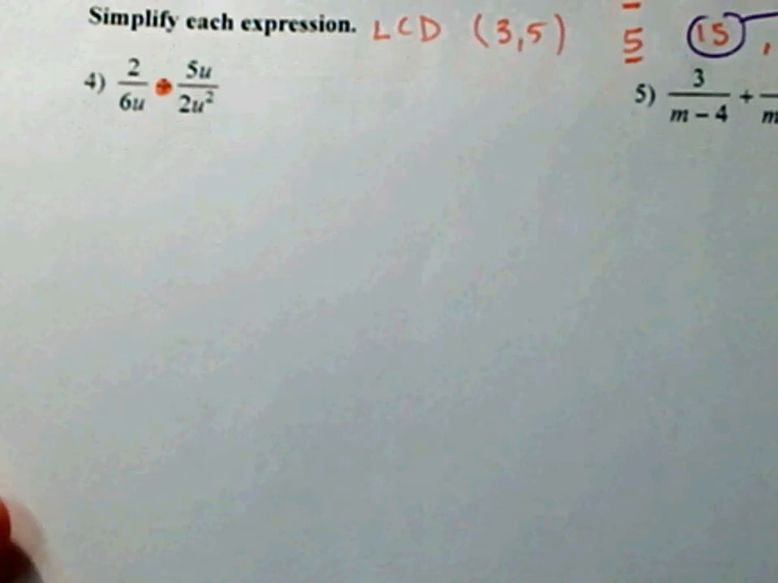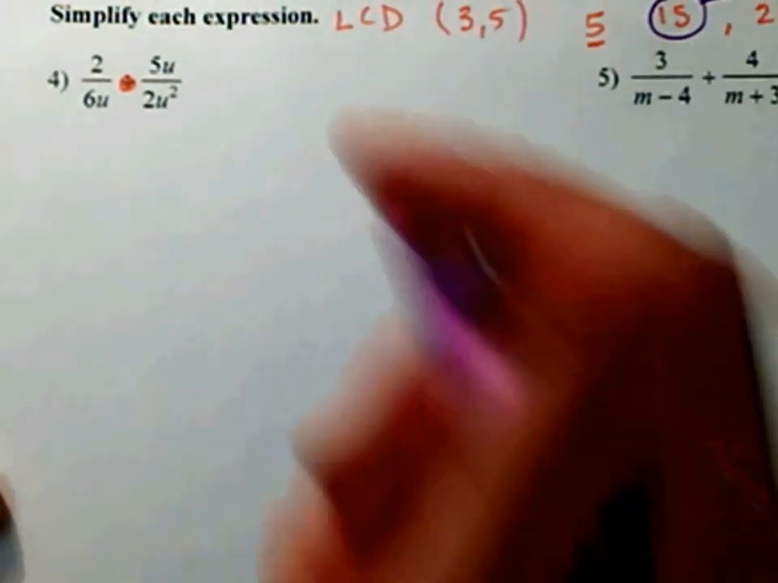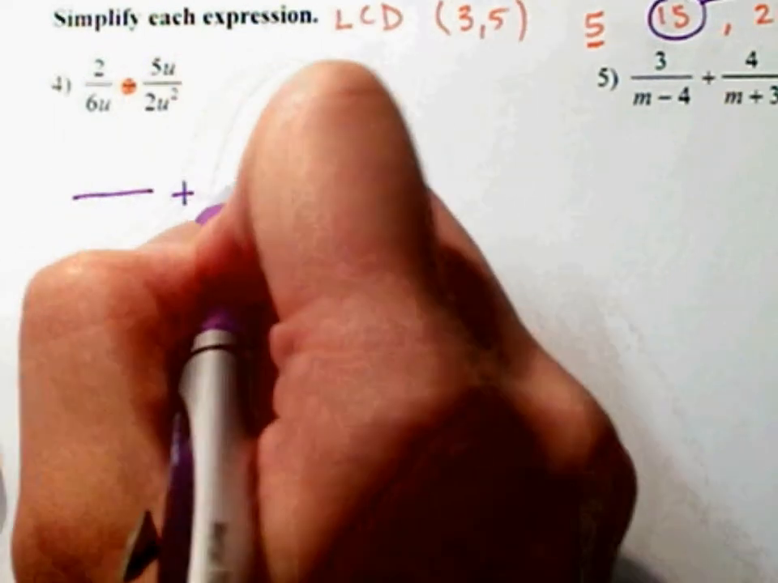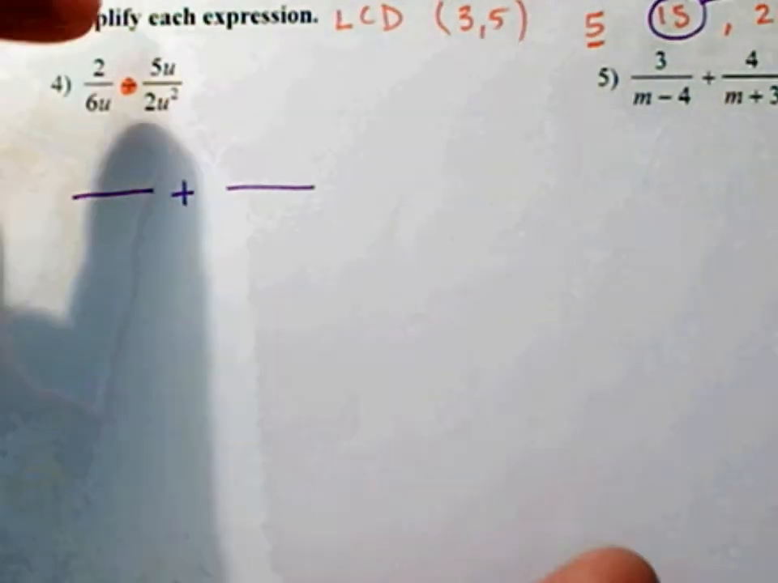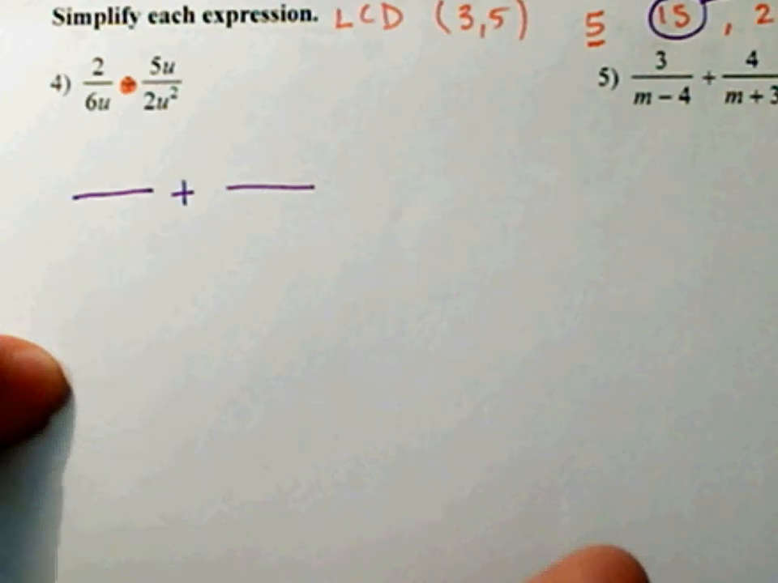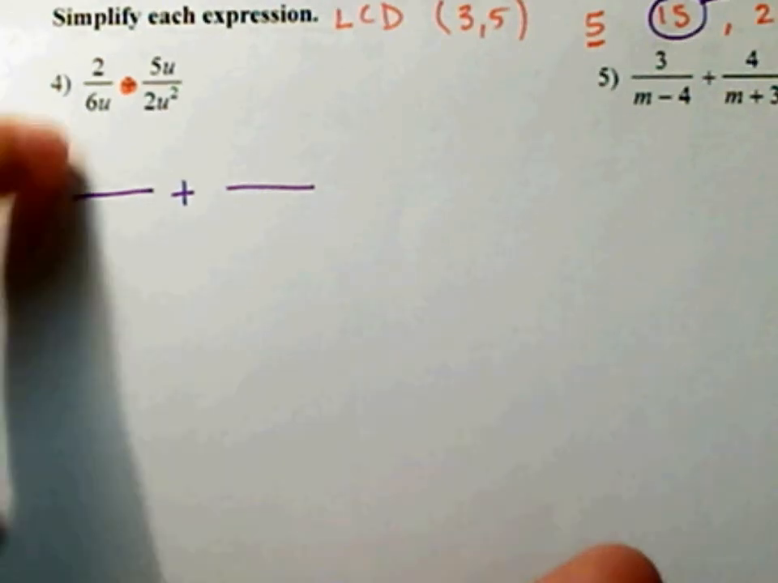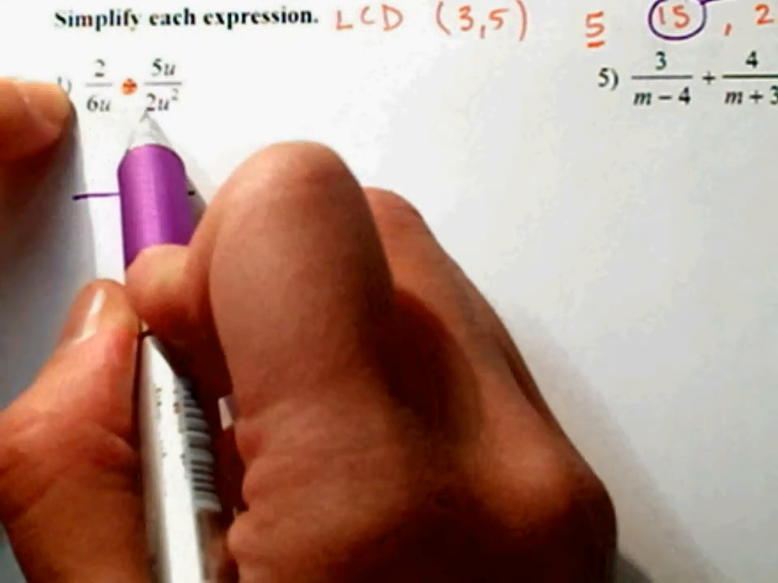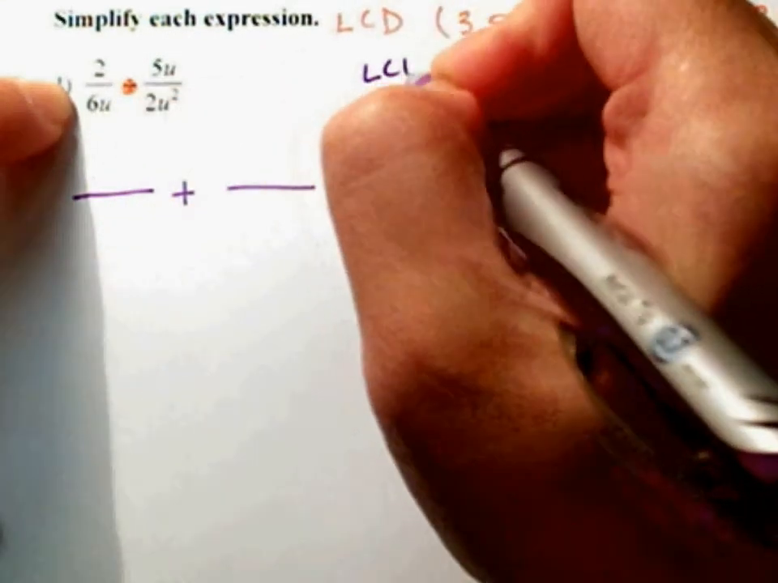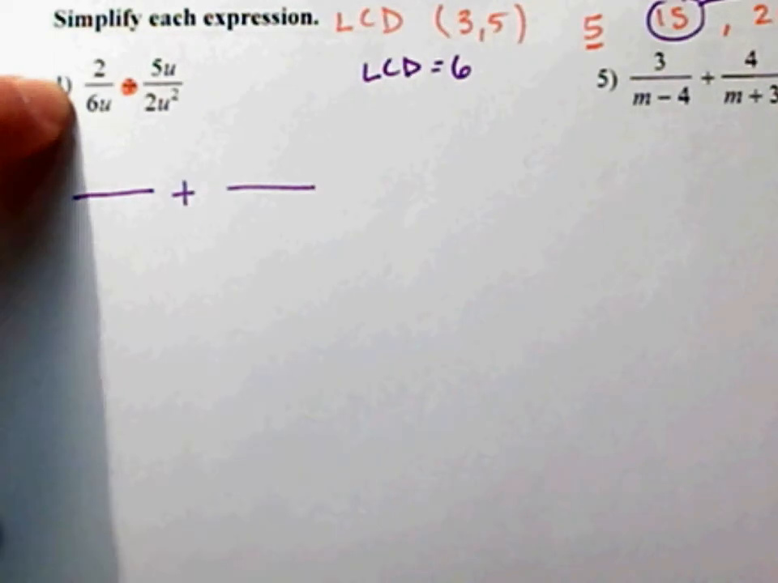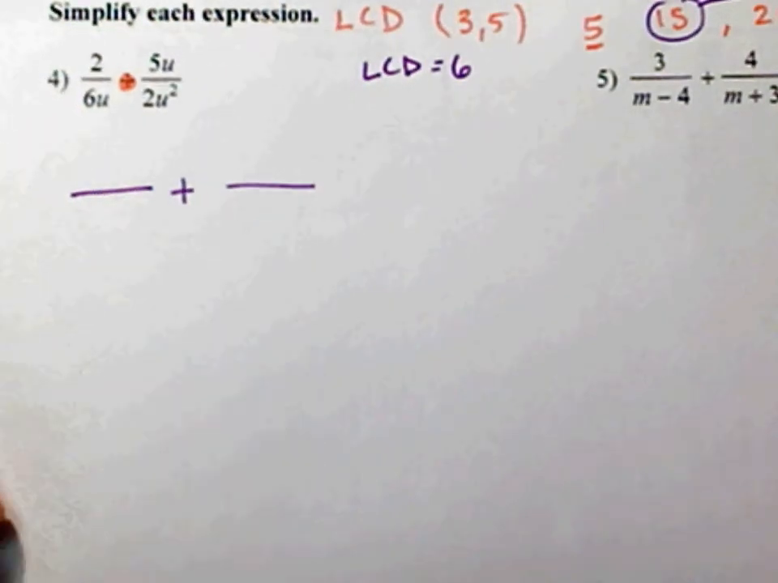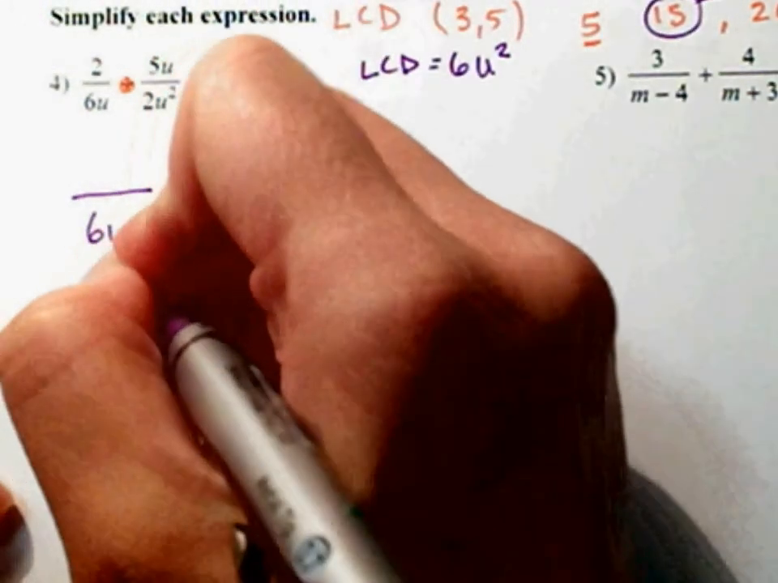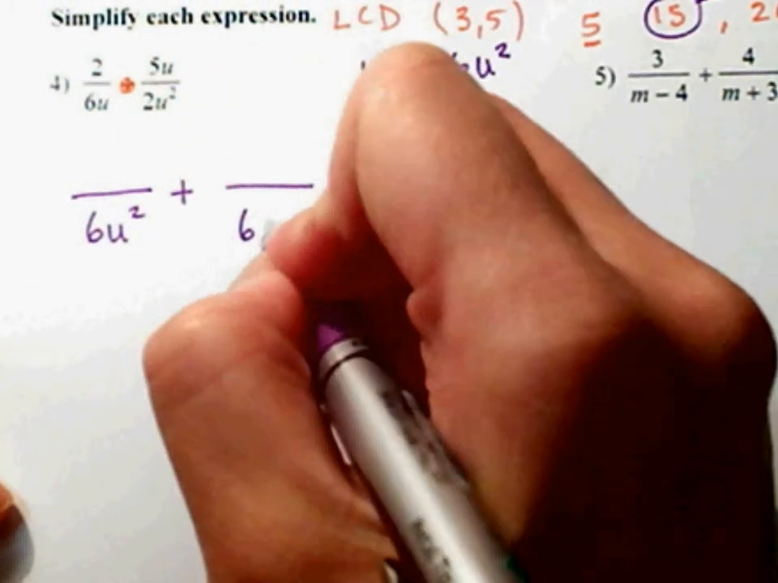All right. So at number 4, you want to find that first. Okay? So draw your line plus another line. If you can go from here to the next step, please do so, but I want to show you this part just so you know. Take a look at your 2 and your 6. What is the least common multiple they have in common? 6. How about the u? What is your highest u value? U squared. So the least common denominator is 6u squared.